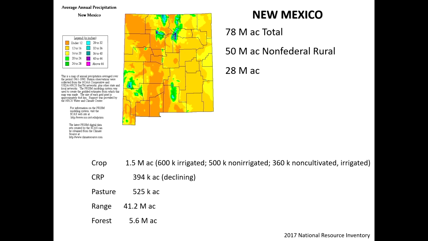In New Mexico, we got about 78 million acres total. 50 million acres of that are non-federal land. 28 million acres of federal BLM, Forest Service, Park Service land. Cropland about 1.5 million. Conservation Reserve Program, 400,000 acres, but declining quickly. Pasture, 500,000. Rangeland, by far the biggest, 41 million, forest, 5 million. The colors there are rainfall, precipitation.